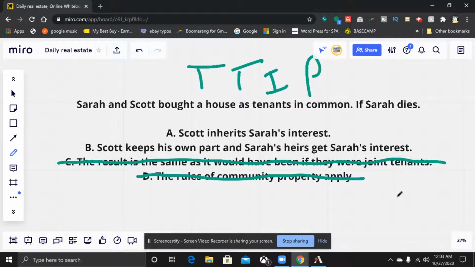And so in this example, Scott would not inherit Sarah's interest because they weren't joint tenants. In this example, Scott keeps his own part and Sarah's heirs get Sarah's interest because in tenants in common, Sarah has the right to will her interest to her heirs.